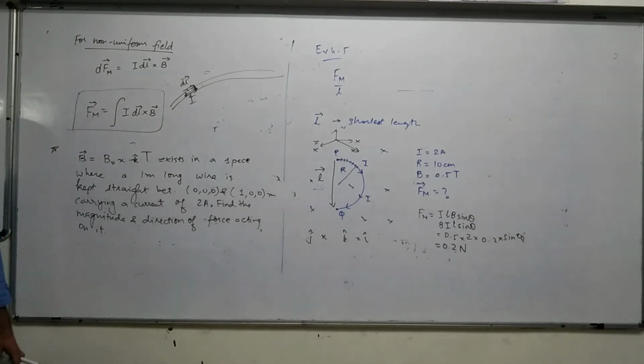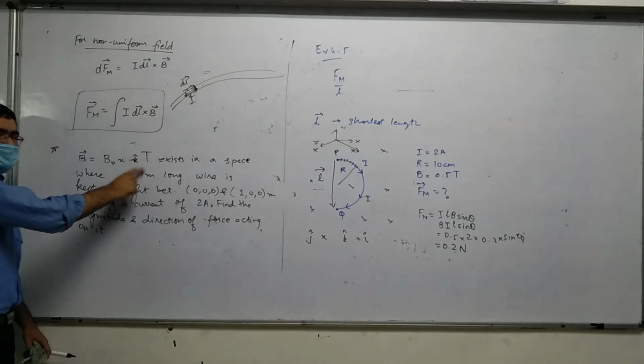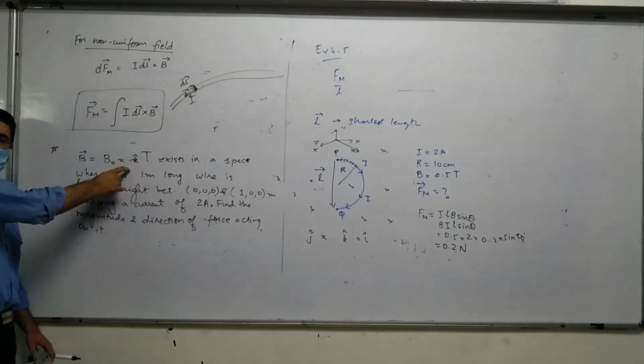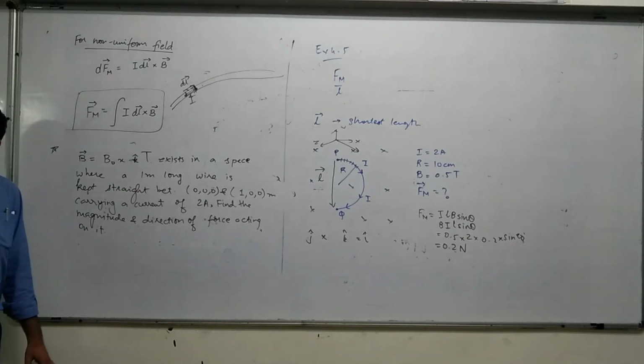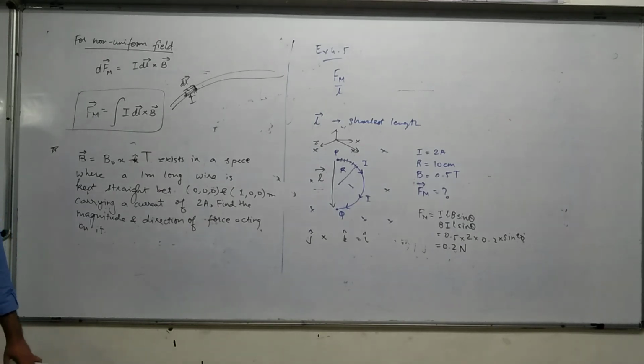Why do we have to integrate? Because the field is not uniform. It is a function of x, the field depends on x, so as the value of x changes, the field changes, and then the force changes. So you have to integrate to get the total, okay?